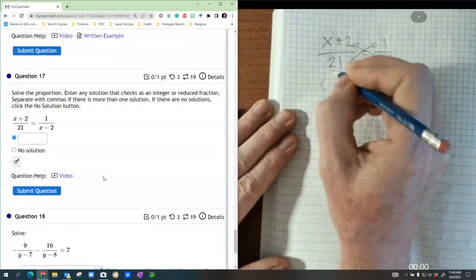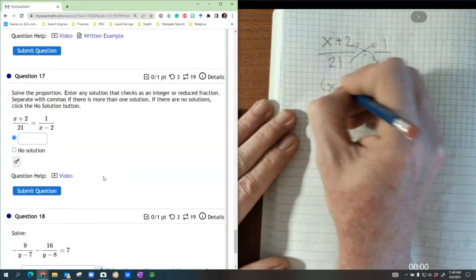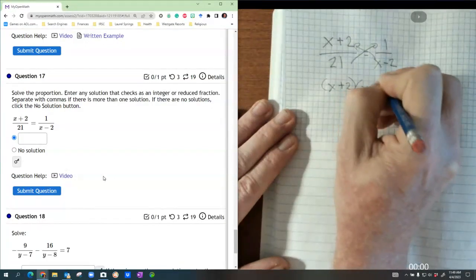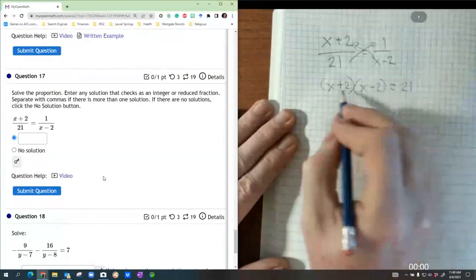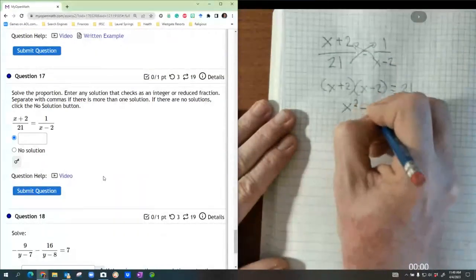So we cross multiply each, and then we set the cross products equal to each other. So we're going to get x times x plus 2, I'll just write it down, x plus 2 times x minus 2 equals 21 times 1, which is 21. This is a difference of two squares, so all we're going to be left with is this.